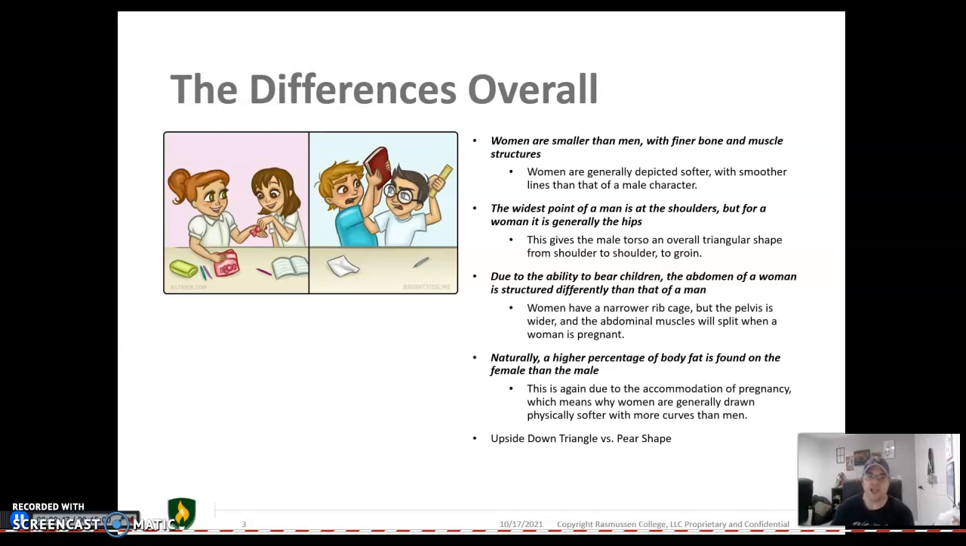That's really crucial. And naturally, a higher percentage of body fat is found on the female than the male, and this is again due to the accommodation of pregnancy. This is why women are generally drawn physically softer, with more curves than men. Really, it's based on 2 torso shapes: the upside down triangle versus the pear shape. And that's really how it's based.